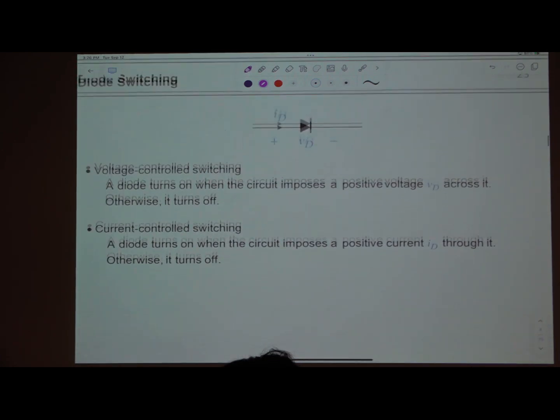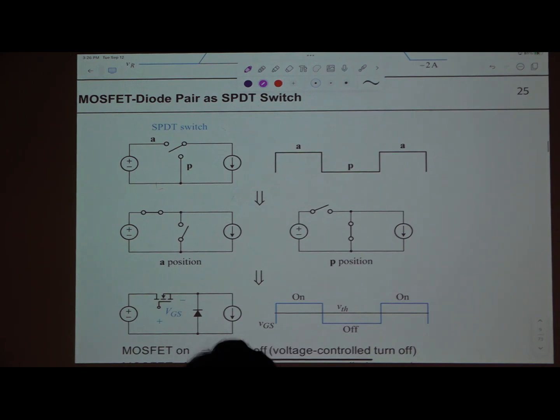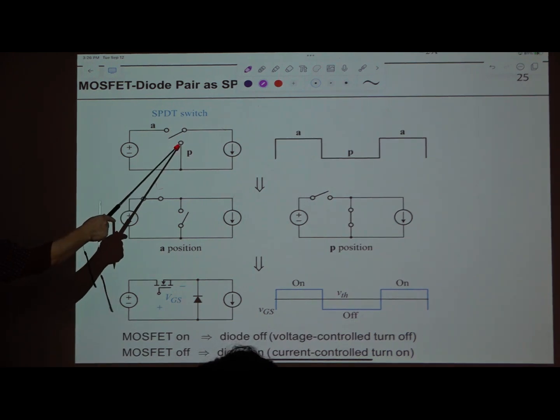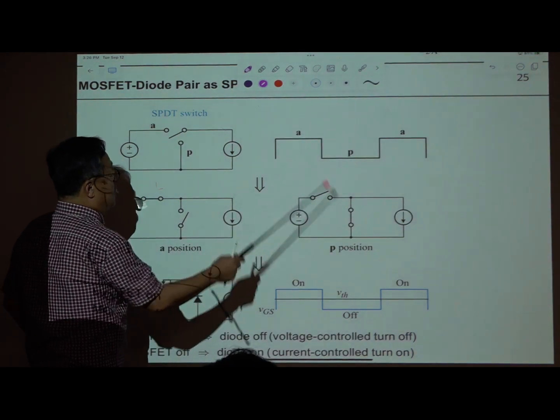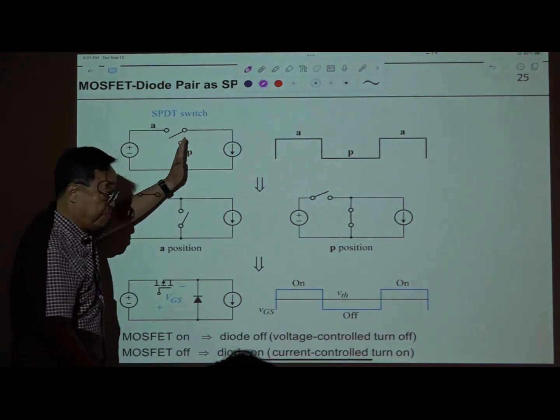Okay, so we discussed the MOSFET and diode. As I said many times, the MOSFET and diode function as an SPDT switch, as a pair. They come together and work as one SPDT switch. This shows that concept. We used this symbol to understand the operation of the PWM converter. Then this is implemented by this pair of MOSFET and diode. Okay, so this is the SPDT switch, and this is the switch drive signal. It means that for the time period A, the switch is connected to terminal A, and for the time period P, the switch is connected to P. All right.